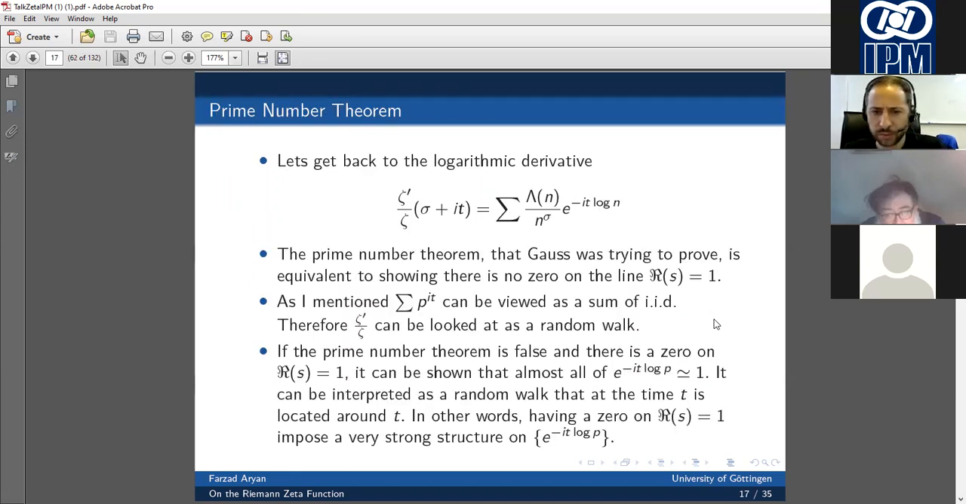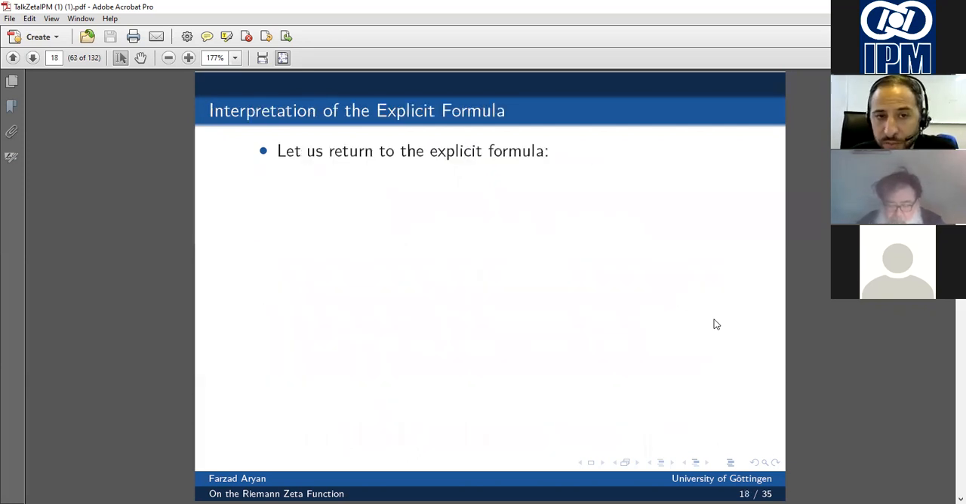Anyway, if I want to summarize it, having a zero on real part of s equal to 1 imposes a very strong structure on this sequence e to the power i t log p, which normally in other circumstances you don't have. So let me go back to the explicit formula. I want to make a point here.